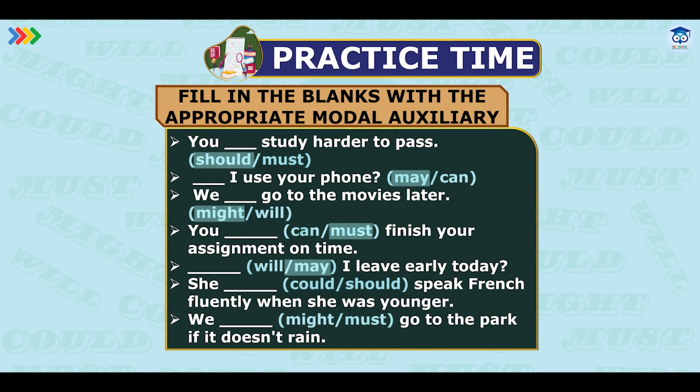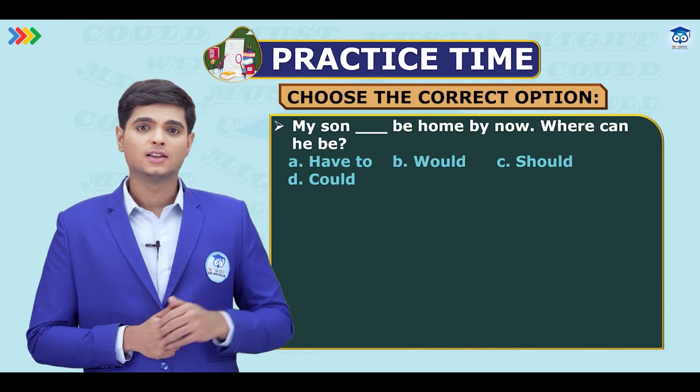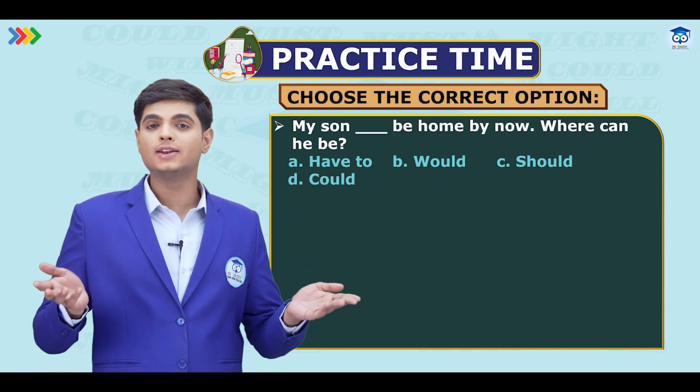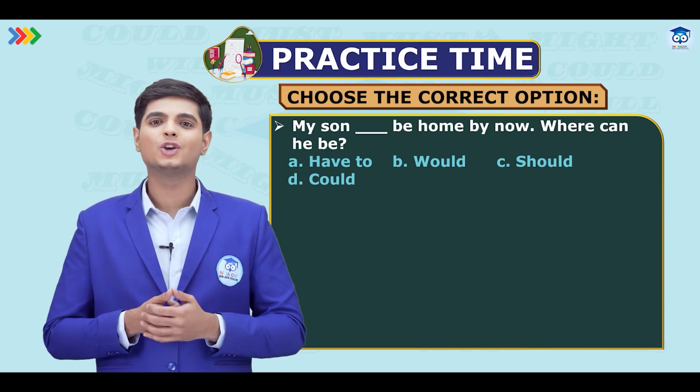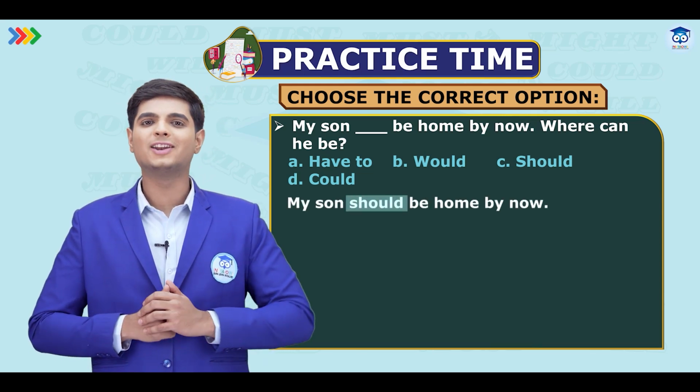Now, she blank speak French fluently when she was younger. This is about past ability, so could is the answer. She could speak French fluently when she was younger. Finally, we blank go to the park if it doesn't rain. This talks about possibility, so we choose might. We might go to the park if it doesn't rain. Here are a few more sentences. My son blank be home by now. Where can he be? We expect him to be home, so the correct modal is should. My son should be home by now.